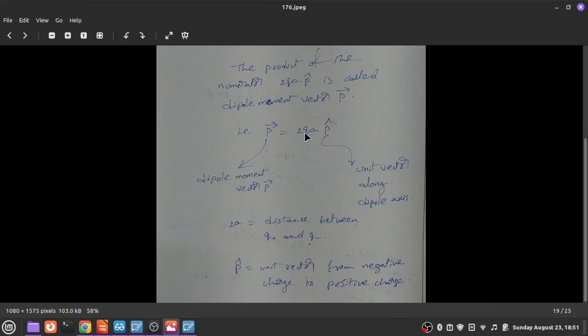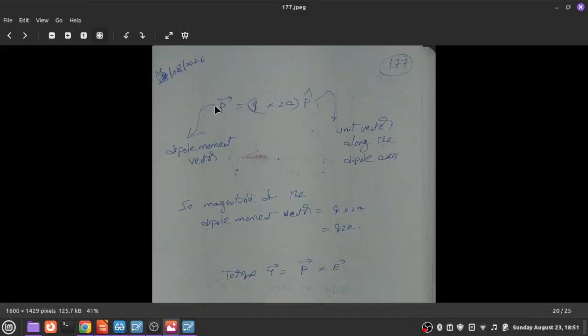And q means either the magnitude of the positive charge or the magnitude of the negative charge. Therefore, the dipole moment vector is not a cross product. It is q multiplied by 2a. This is a multiplication symbol; don't think that it is a cross product. This is a scalar multiplication, 2a multiplied by p hat. P hat is the unit vector along the dipole axis, and p bar is the dipole moment vector.